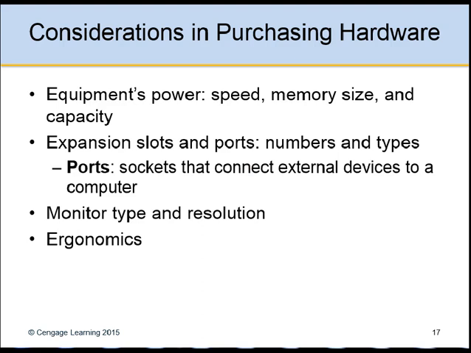Some of the considerations in purchasing hardware: the equipment's power, the speed, memory size, and capacity, expansion slots and ports, the number and types. The ports are sockets that connect external devices to a computer. Also the monitor type and resolution, and ease of use or ergonomics. Also, compatibility with existing hardware, software, and networks. Backward compatibility is where newer hardware works with older hardware. A hardware footprint is the area in terms of space that is required for the device. Also, the reliability of the vendor, the warranty policy, and post-warranty support, power consumption and noise of the system, and its cost.